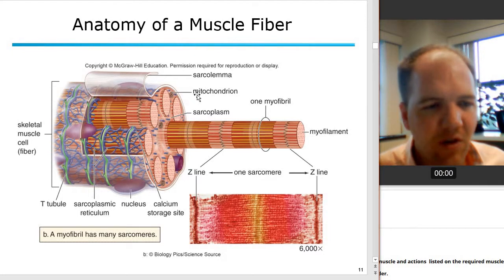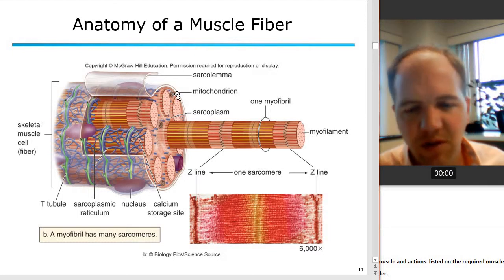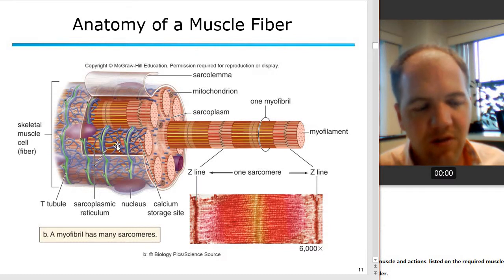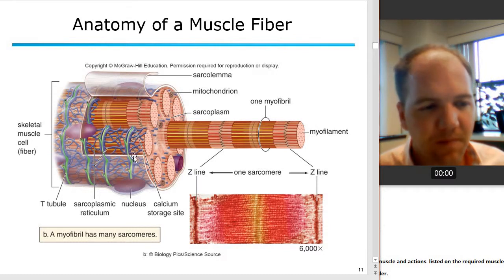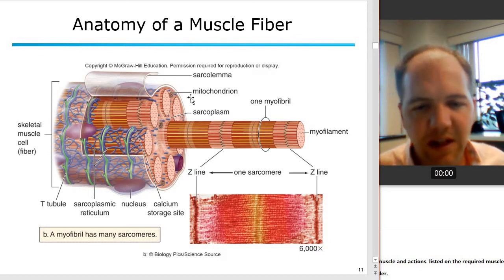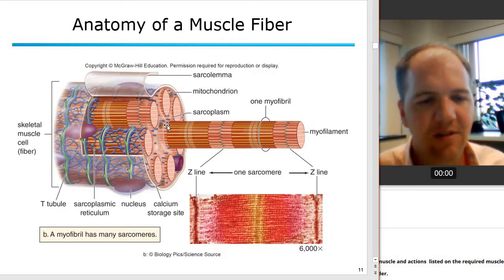A couple other things to point out here. Notice the mitochondria. There are lots of mitochondria in the muscle cell, and that's because we need energy, we need ATP, in order to contract our muscles. So we would expect to see lots of mitochondria stuffed in here among the myofibrils. Notice the nuclei as well, the multiple nuclei. And then notice that the sarcoplasmic reticulum has calcium stored in it. Calcium is essential for muscle movement. When that calcium is released, that's what causes our muscles to contract. Then it's pulled back into the sarcoplasmic reticulum, and our muscles relax.